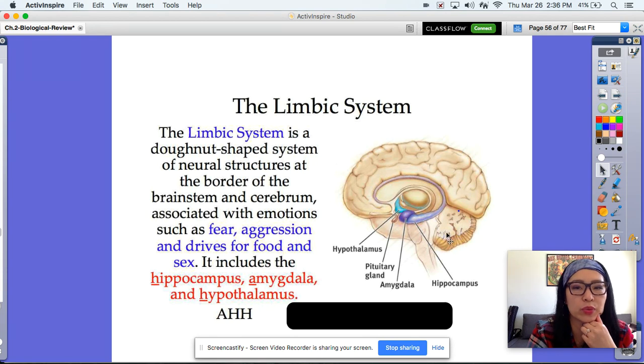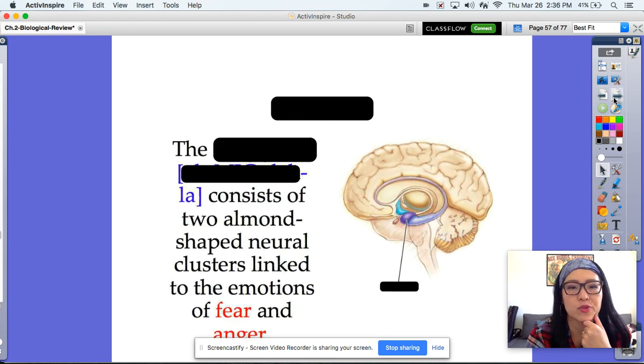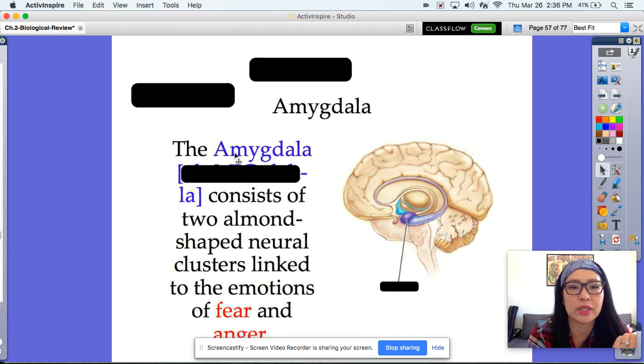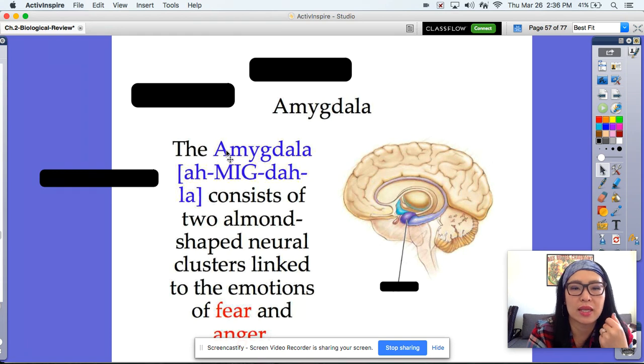This whole part of your brain, the limbic system, in general deals with emotions. Anytime you feel fear, aggression, and sexual feelings, a lot of that is because of the limbic system, because it has these three parts within it. So, breaking down those three parts. The amygdala deals with fear and anger, because Amy is always afraid and angry. So then you also have your A's.